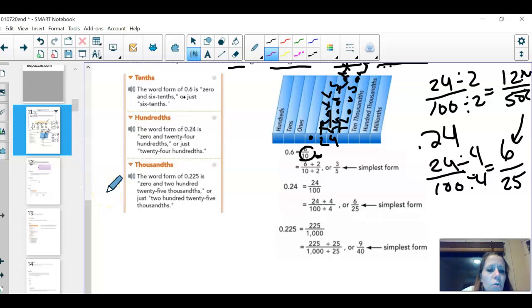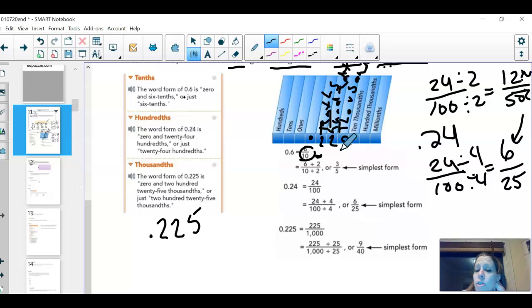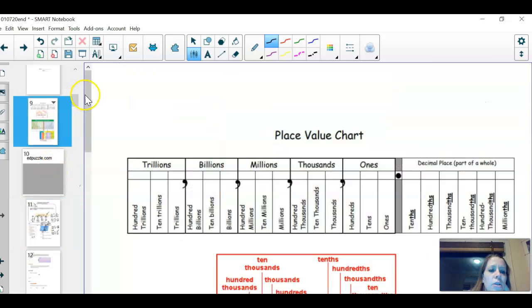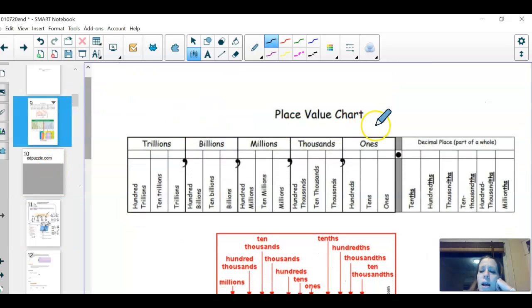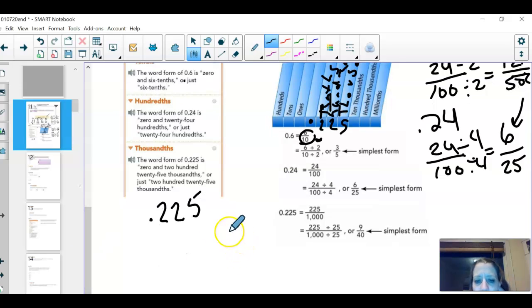Okay, now I'm going to look at the other. It says the word form, so I have 0.225. Erase that. And I'm going to just write it. 2, 2, 5. And you can write it on your place value chart. Remember that this is in your book. So tú puedes escribir a esta página porque recuerdas, esta página es en tu libro. ¿Ok? Y entonces es importante que tú estás usándolo. ¿Ok? So it's important you're using it. ¿Ok? Use your resources.